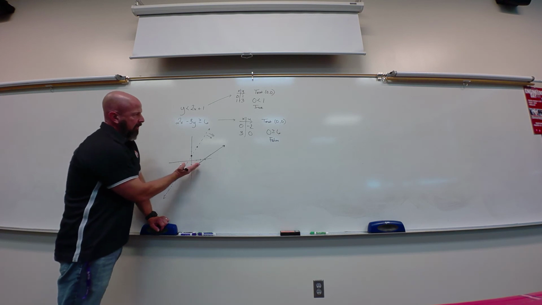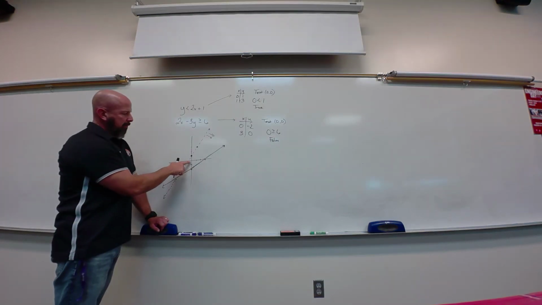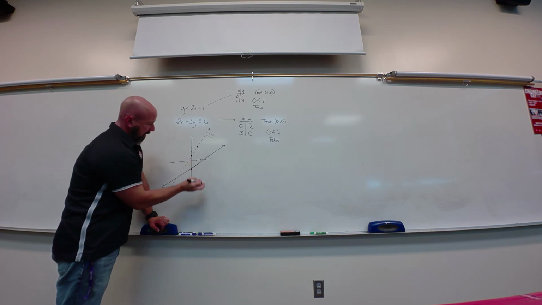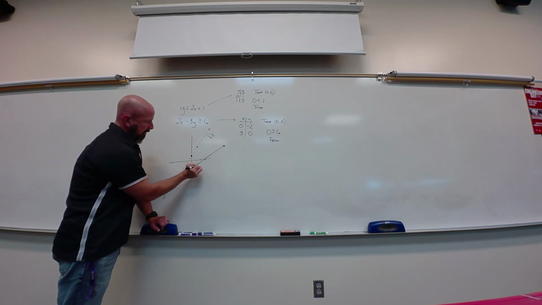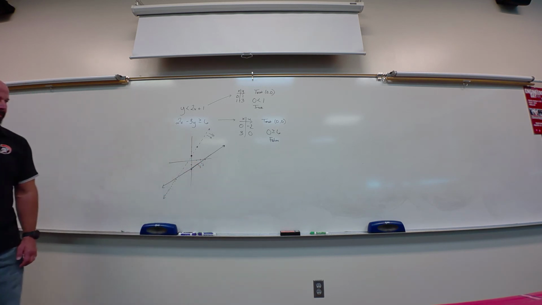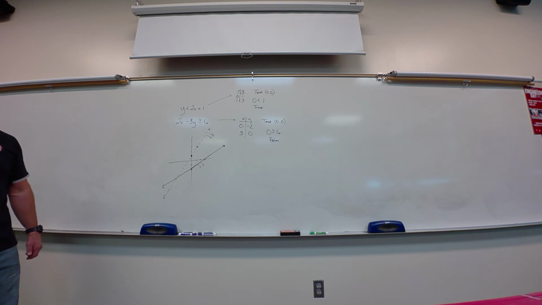So I don't want to shade towards (0, 0) because I want to shade where it's true. (0, 0) is false. That means I'm now shading this way. I'm going down below here. There's where my shading is. My answer would be the intersection. My answer would be the intersection of the two.